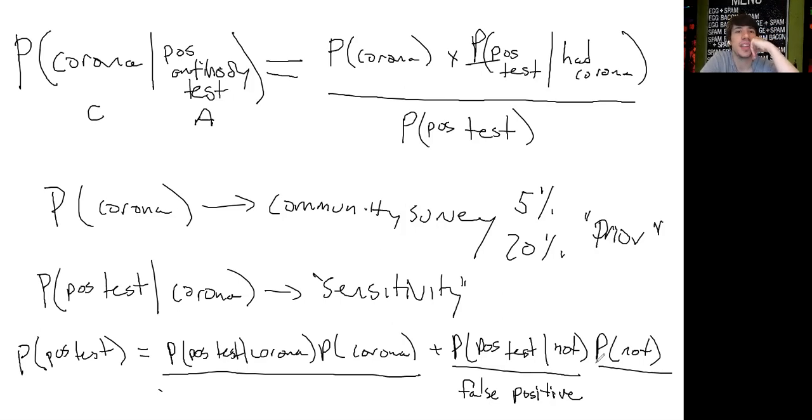And then once you've got a population of people who didn't have it, you would give them the antibody test, and then you would see how often it says yes. And if it says yes when you're already pretty sure they didn't have it, then that's a false positive. Okay, so that's the denominator there.